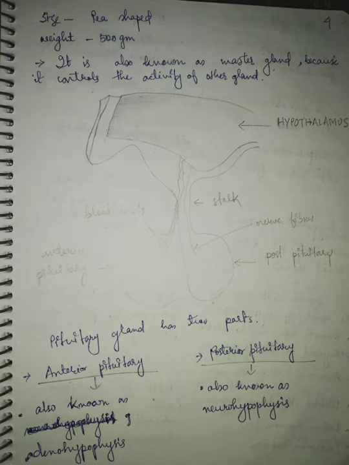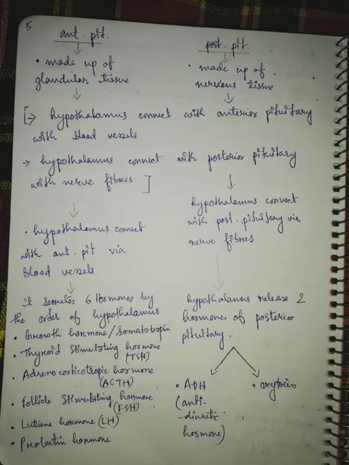Coming to the next part, anterior pituitary is made up of glandular tissue and the posterior pituitary is made up of nervous tissue. You can already see that posterior pituitary is connected to the hypothalamus via nerve fibers, so it is made up of nervous tissue. Hypothalamus connects with anterior pituitary via blood vessels and with posterior pituitary via nerve fibers.